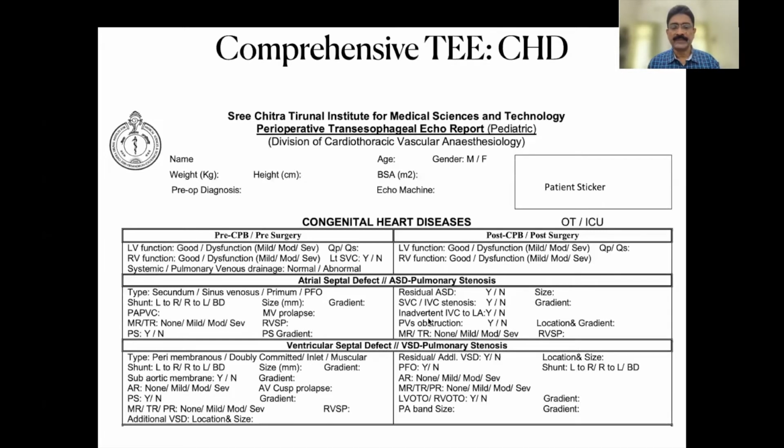It has happened occasionally that the IVC was rerouted to the LA and the patient became cyanotic. So all these are important. These are straightforward congenital heart diseases.